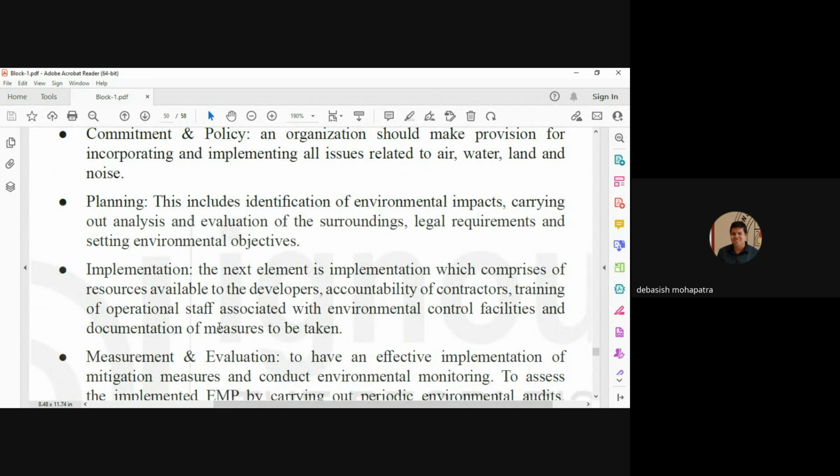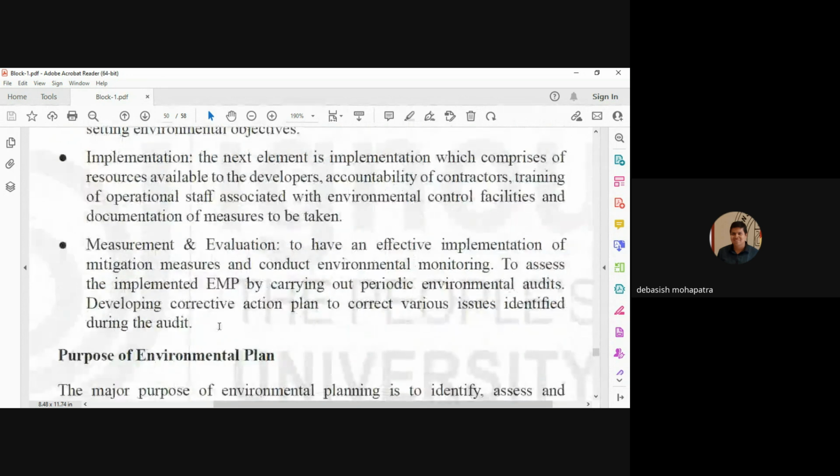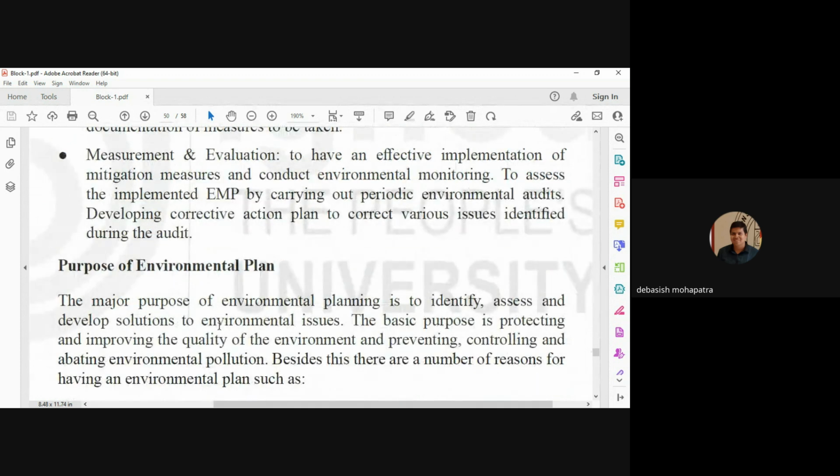The next element is implementation, which comprises resources available to the developer, accountability of the contractor, training of operational staff associated with environmental control facilities, and documentation of measures to be taken. Then measurement and evaluation, to have an effective implementation of mitigation measures and conduct environmental monitoring, to assess the implementation of the EMP by carrying out periodical environmental audits, and developing corrective action plans to correct various issues identified during the audit.